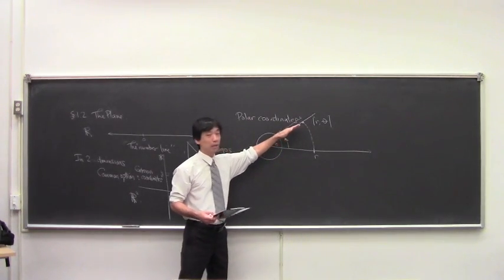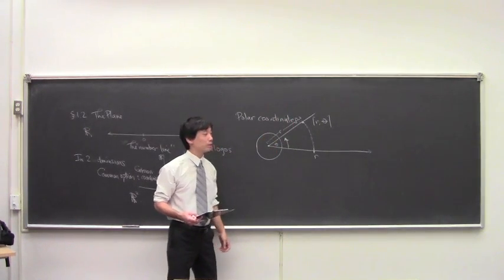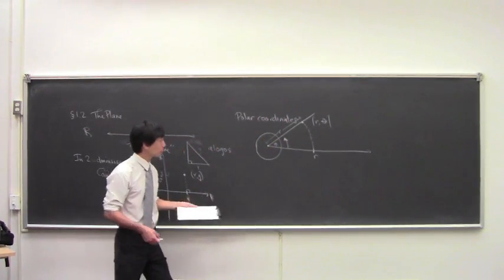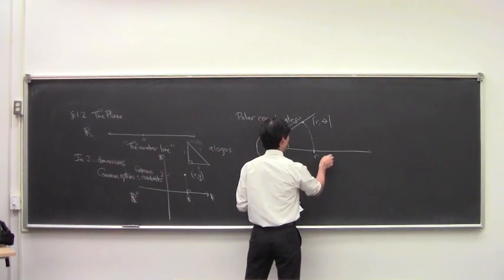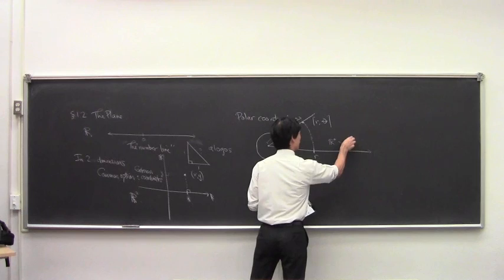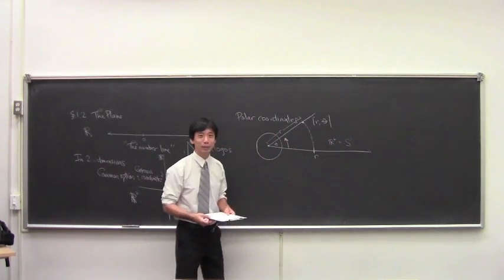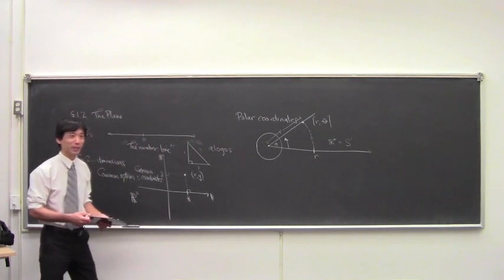Then to every point in the plane, you associate this pair of numbers, r and theta. In that sense, we could call the plane the positive real numbers cross the circle. And for some reason, we spell circle with an S, but that's fine.